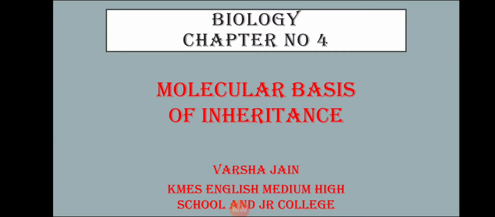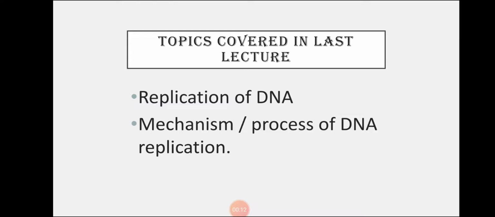Hello students, today again we are going to continue with the same biology chapter number 4, molecular basis of inheritance. In the last lecture we covered the topic of replication of DNA and its mechanism, or we can say the process of DNA replication. We studied at the end that the replication of DNA is semi-conservative. So today we are going to prove it with the help of an experiment. That means today we are going to study experimental confirmation of semi-conservative replication.